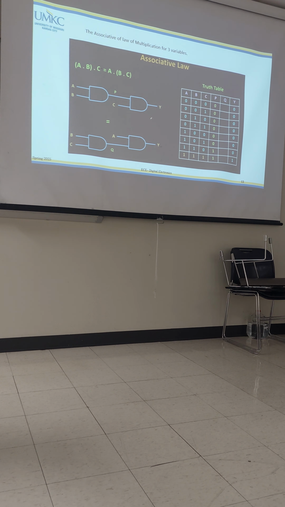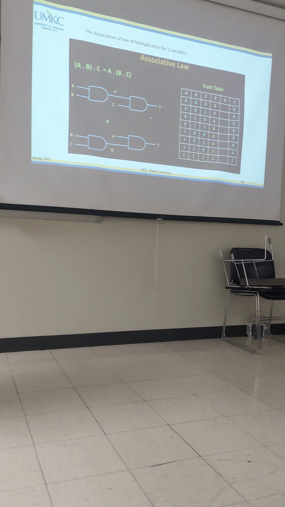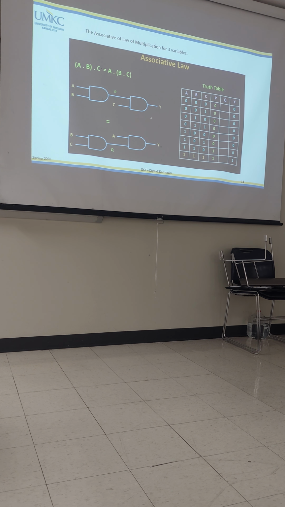Then the second law of Boolean algebra is known as the associative law. This is the associative law of multiplication of three variables. That means if you have three inputs A, B, and C, and you have the product AB, then you give the output of AB to the next AND gate to get A dot B dot C. It will be the same as if you take B dot C first and give its output to the next AND gate to multiply with A. They have the same results, and we can see from the truth table also that it has the same result.